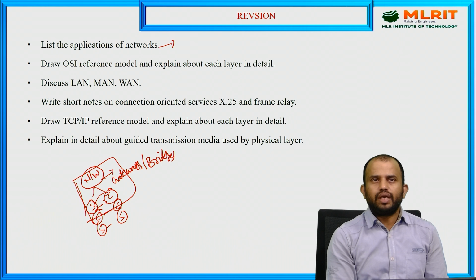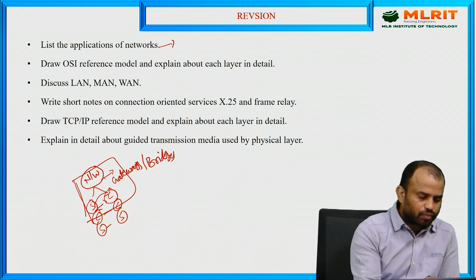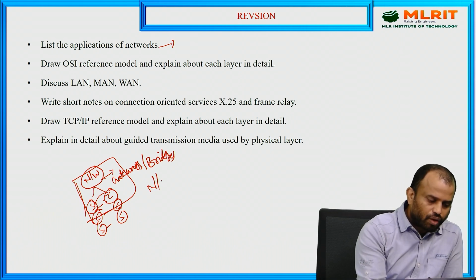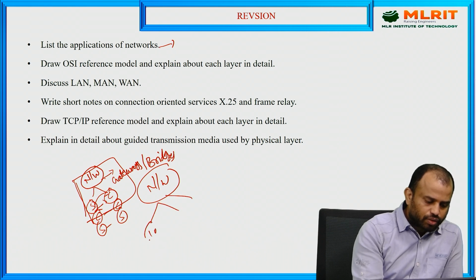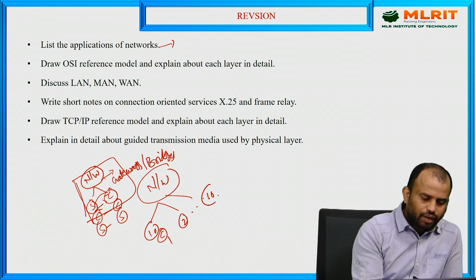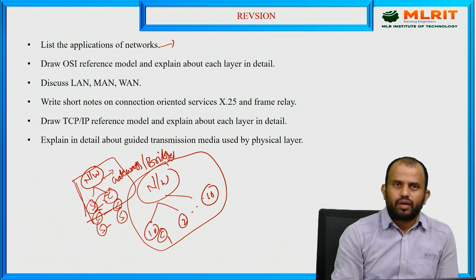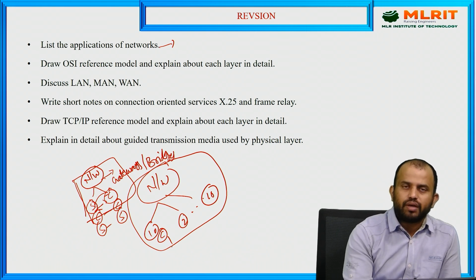Assume we are establishing one kind of network architecture. In this network architecture, 10 clients are there: client 1, 2, and similarly 10 clients. So this network can accommodate 10 different channels. At a time, they can operate 10 different channels.